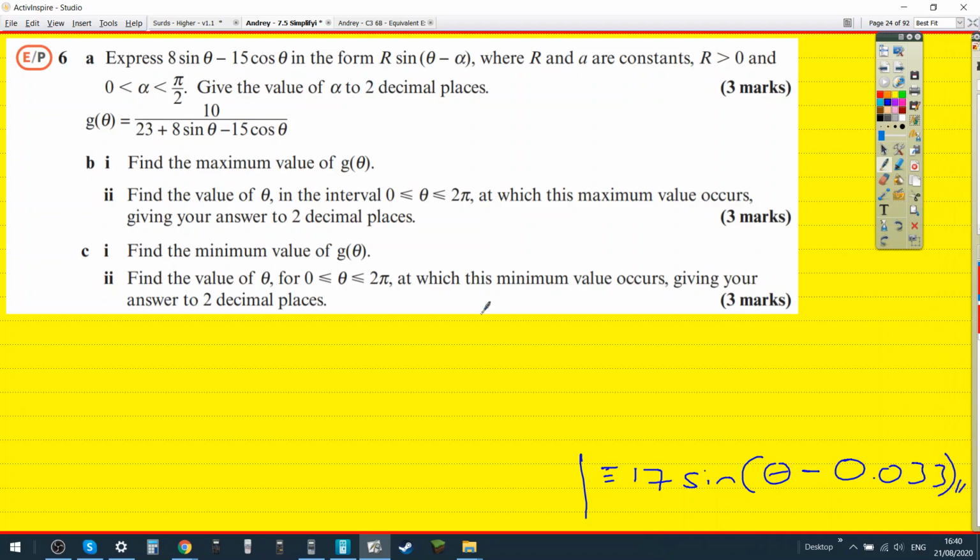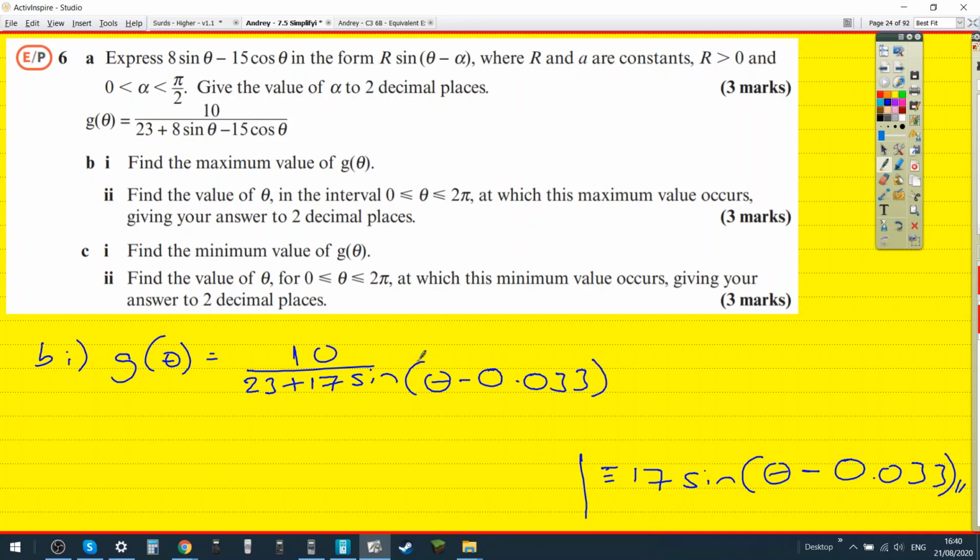I'm guessing I need to use my previous answer. Yeah, I'm guessing as well with this one. So the g: do I need 23 minus 17 sine theta, and theta minus 0.033? Yeah, as the denominator, sorry. Minus 0.033. Okay. It's quite tricky, but okay.